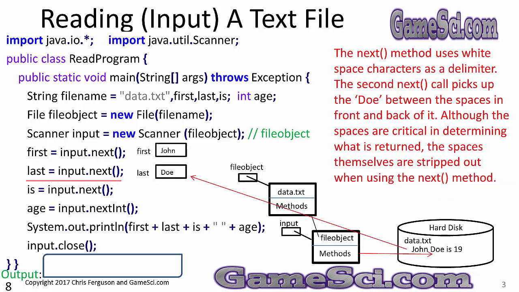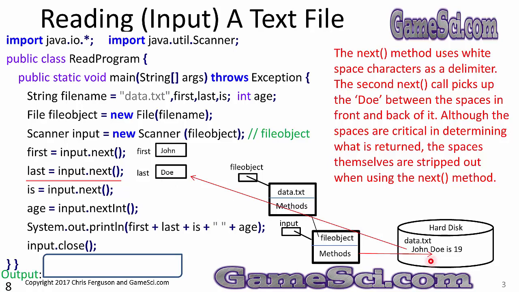Last equals input.next. The next method uses white space characters as a delimiter. The second call to next picks up the Doe between the spaces in front and back of it. Although the spaces are critical in determining what is returned, the spaces themselves are stripped out when using the next method. Input.next is called, and it grabs the data between these spaces here. And the spaces are skipped. Just the letters DOE, Doe, are grabbed by the call to next, and they are sent back to the caller, and DOE is assigned to the last variable.